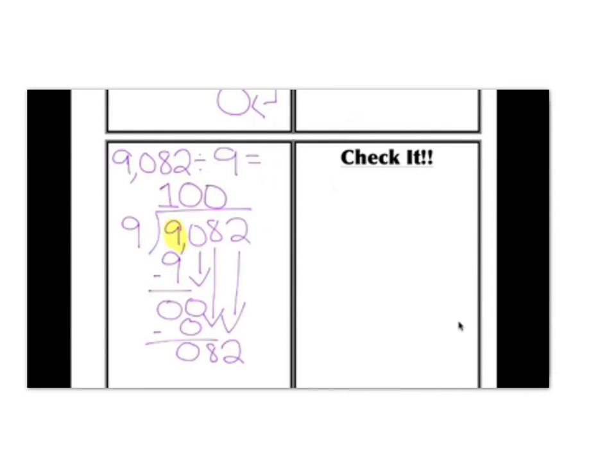9 goes into 82 a total of 9 times because 9 times 9 is 81. Subtract, 82 minus 81 is 1. Nothing left to bring down, so we know we're done dividing. Look down here for your remainder. And we can see we have a remainder of 1. So our answer, or quotient, is 1,009, remainder 1.